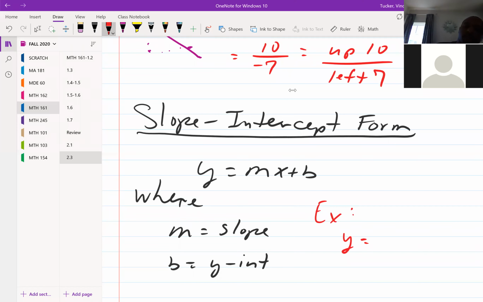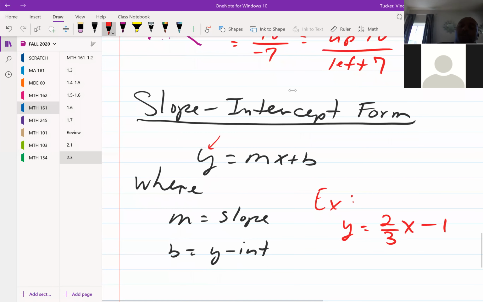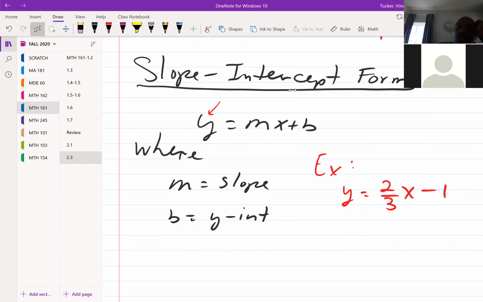So if I have y equal to 2/3 x minus 1, and notice this linear equation is in slope-intercept form where your equation is solved for y and simplified as much as possible. So if you have that, then that means it's in slope-intercept form.